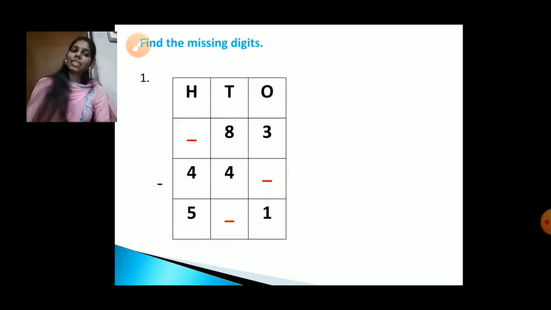Write the next: find the missing digits. You know how to find the missing digits, correct? For finding the smaller number, what will we do? Yes, we will subtract the difference from the bigger number. If we want to find the bigger number, we will add the smaller number and the difference. And if we want to find the difference, we will subtract the smaller number from the bigger number. Correct? Okay.